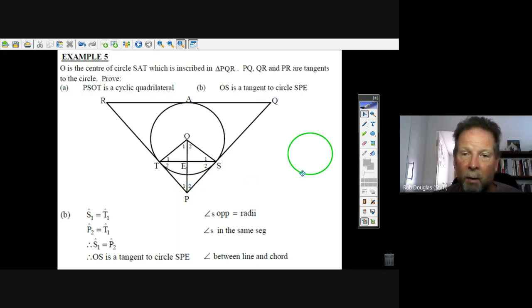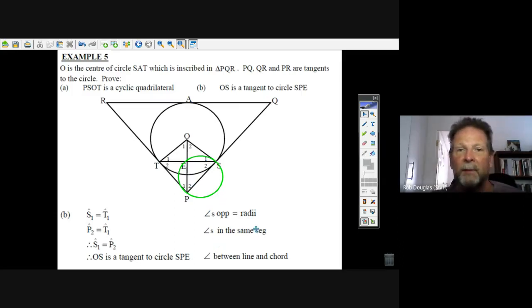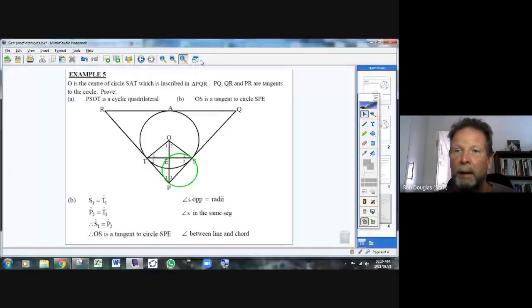Well, that means that OS must be a tangent to a circle that fits right on this triangle SPE. And why is that? It's because the angle between the line and the chord equals the alternate interior angle in the triangle. That's right. It's kind of the converse of the Tan Chord Theorem. And you can write that, converse of the Tan Chord Theorem. Okay, hopefully this helped to explain these kind of questions. They're a little bit trickier, but maybe now you can do them.